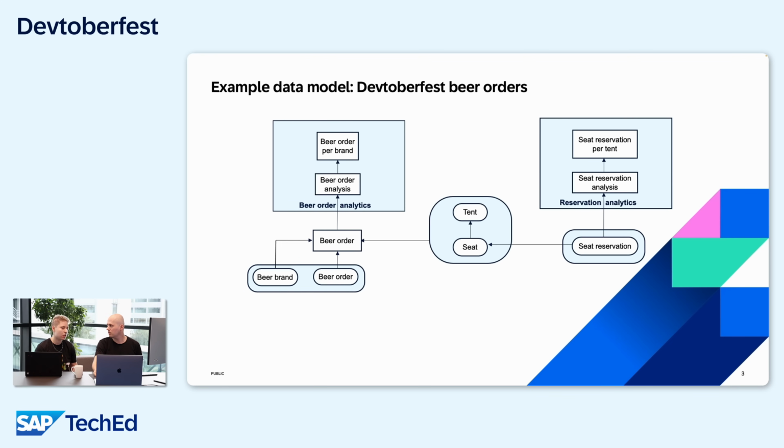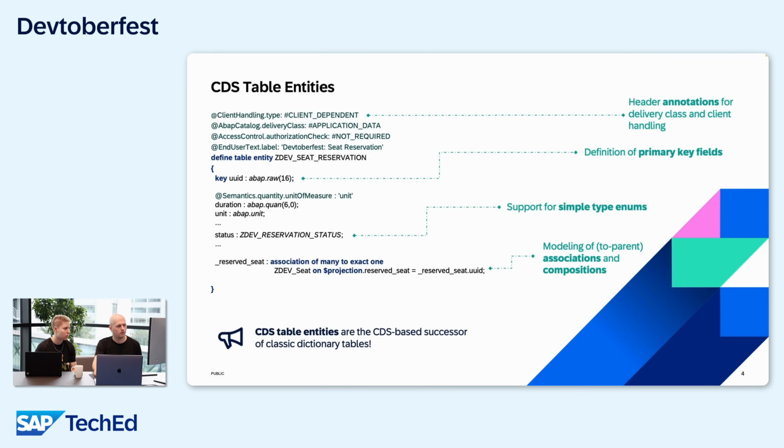Actually, instead of doing the database table with a view on top, we could also model it with CDS table entities. Ah, okay. So what is this exactly? Actually, I can show you. A CDS table entity is basically the successor of the dictionary tables.